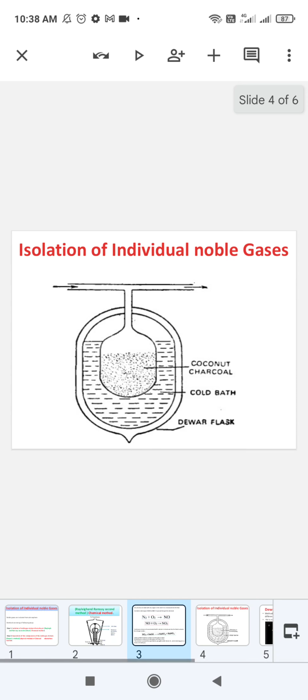In the second step, we pass this mixture of the noble gases into a charcoal adsorber. See here, this is the diagram. This is the inlet of the mixture of the noble gases, and it is passed through the coconut charcoal. This charcoal is kept inside a cold bath, and we keep this bath in a Dewar flask. After the adsorption of the noble gases into the charcoal, the remaining gas is passed through the outlet.